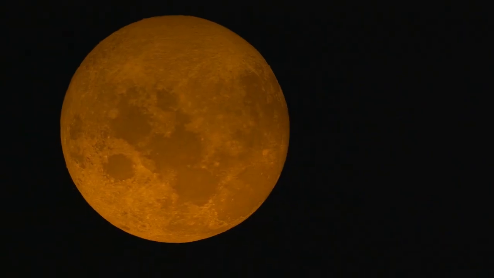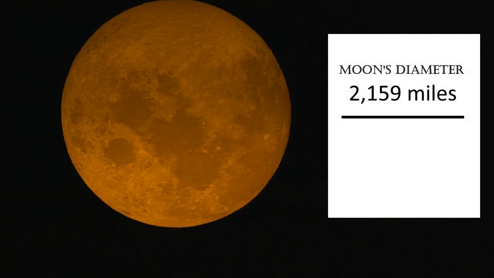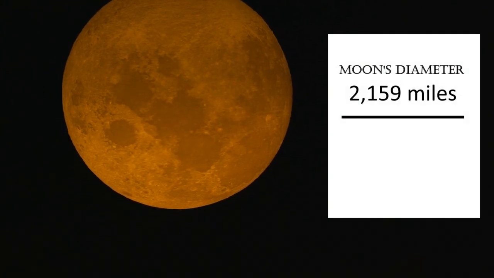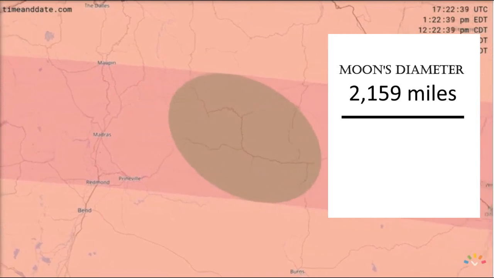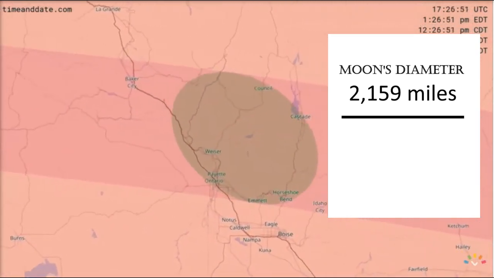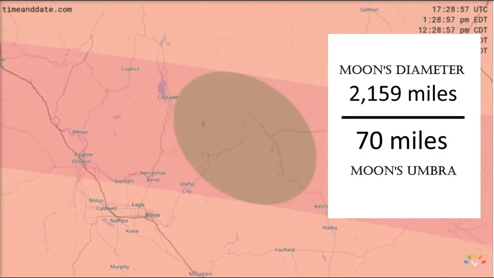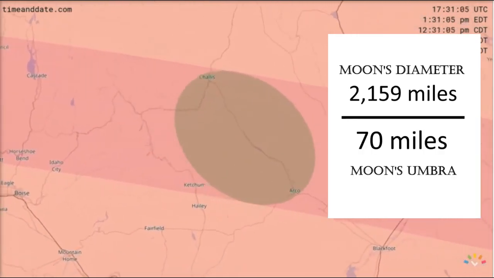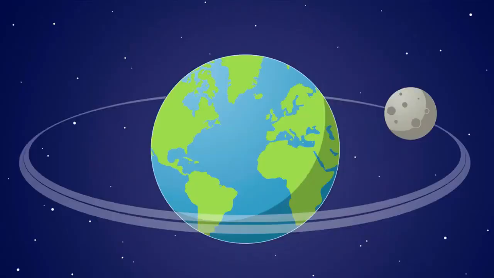NASA claims that the moon has a diameter of 2,159 miles. And during a solar eclipse, when the moon casts its shadow onto the Earth, the moon's umbral shadow is 70 miles wide. So let's hold them to that standard. If the Earth is a ball, a lunar eclipse shadow should be proportional to a solar eclipse shadow.